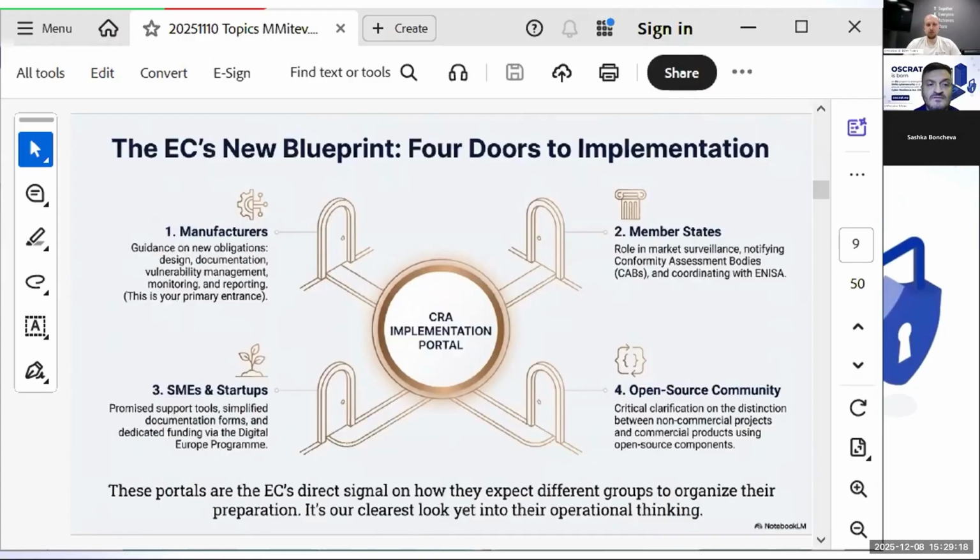The third door is for small, medium enterprises and startups. The Commission promises simple tools and special support to help smaller companies meet their requirements. The fourth door is for the open source community. The Commission explains the difference between non-commercial open source projects and commercial products that use open source components. These 4 doors show very clearly how the Commission thinks about the implementation process.